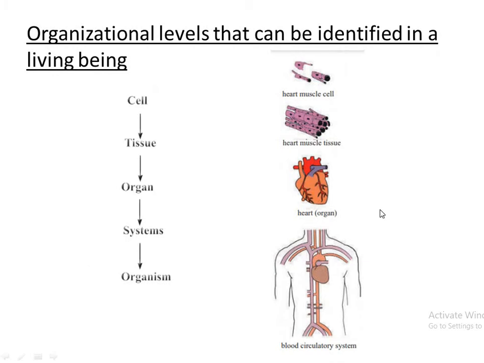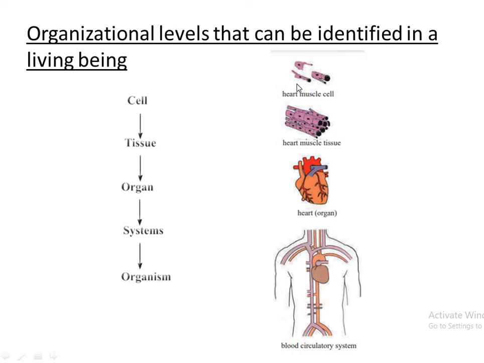And here we can see an example of organizational levels that can be identified in a living being. Cell, tissue, organ, system and organism. A collection of cells makes a tissue. A collection of tissues makes an organ. A collection of organs makes a system. A collection of systems makes an organism.